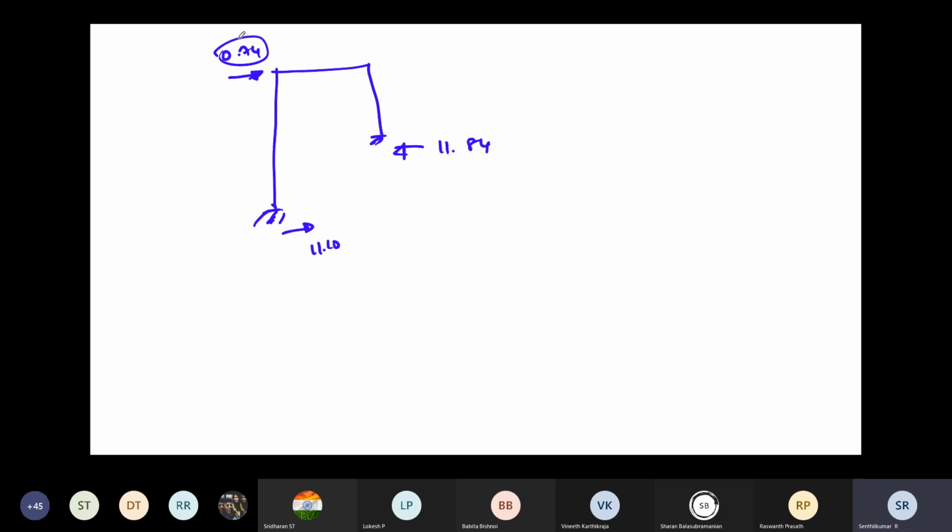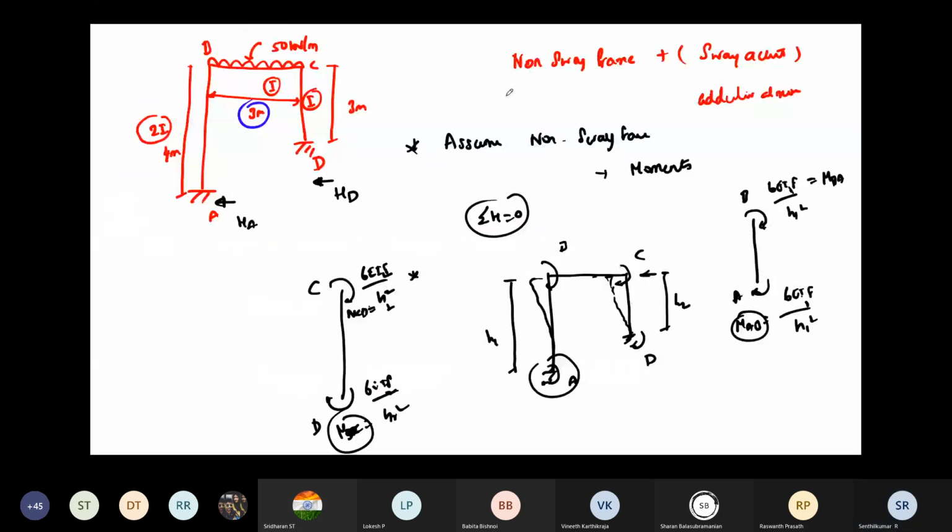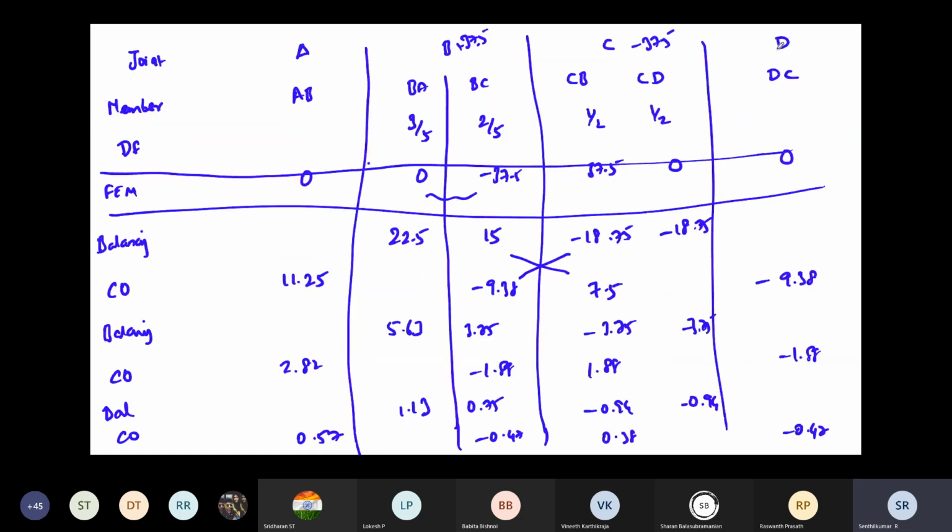Due to that force, we are indirectly calculating. So due to the delta, who is going to push the delta? That 0.74 kN is going to do that. So for that 0.74, what are the moments that will develop in the frame? That moment we just add with the non-sway moment, our previous one. Non-sway frame plus additional moment due to the sway action. When you are adding, finally you will get the final moments.